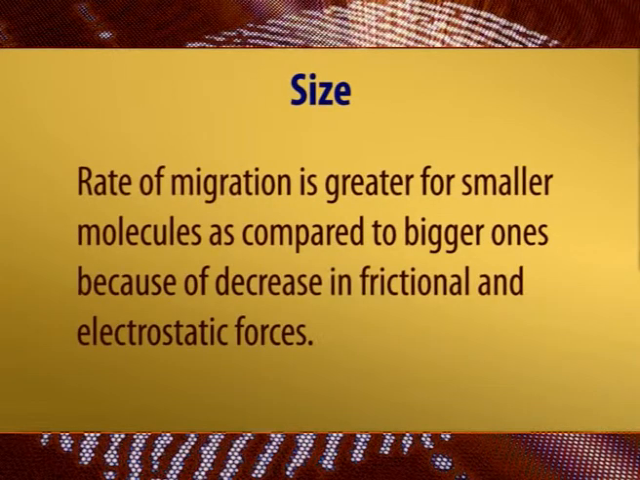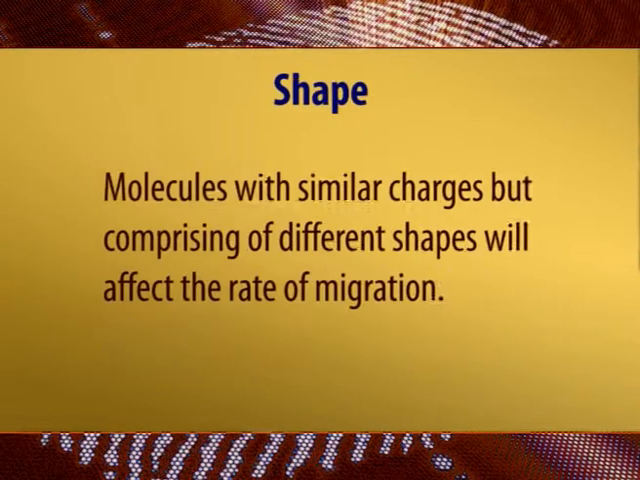Size. Rate of migration is greater for the smaller molecules as compared to the bigger ones because of the decrease in frictional and electrostatic forces. Shape. Molecules with similar charges but comprising different shapes will have different rates of migration.